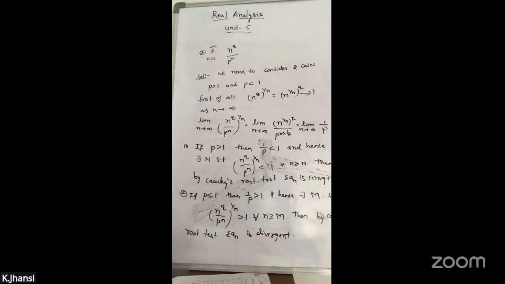Okay, so like this you have to solve the problem. In the power, if you see n, you can use the Cauchy's root test. So take out that n in the power, then simplify and solve the problem. By this we are completing the fifth unit.